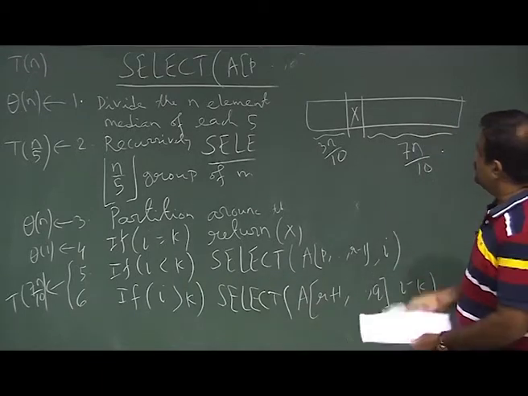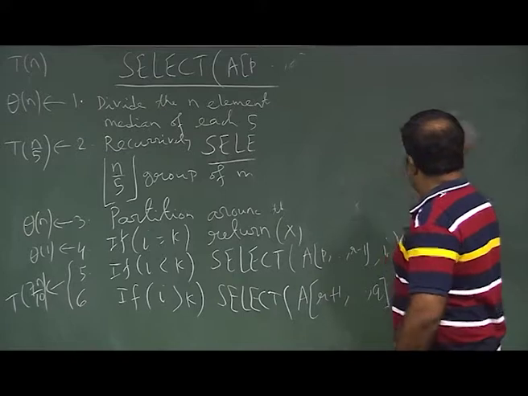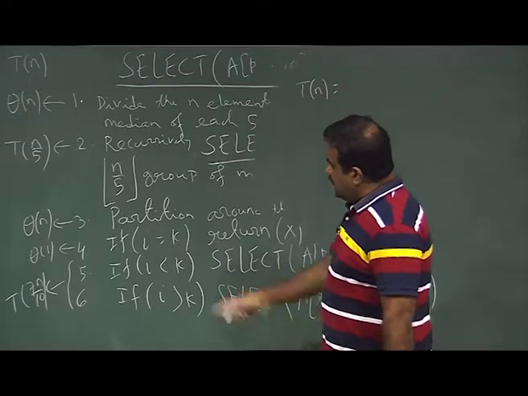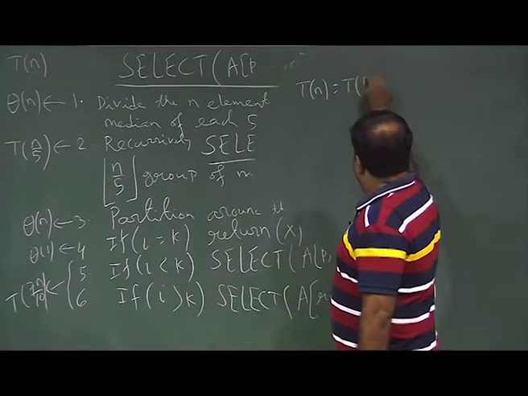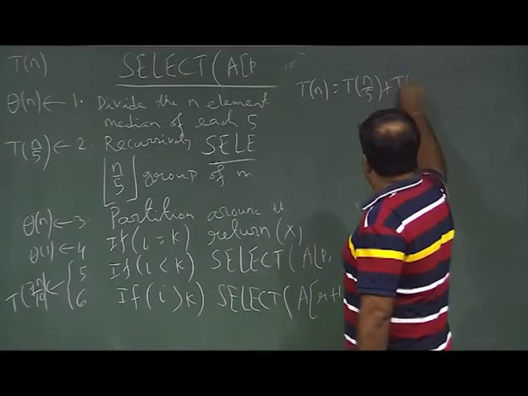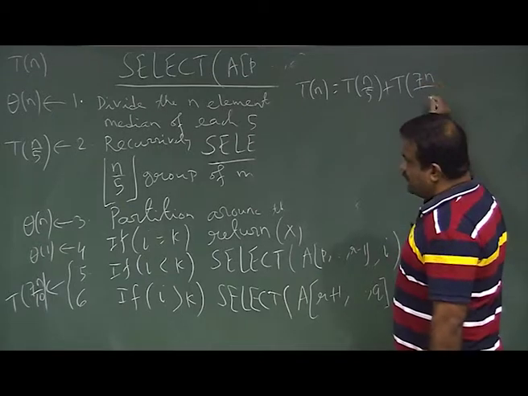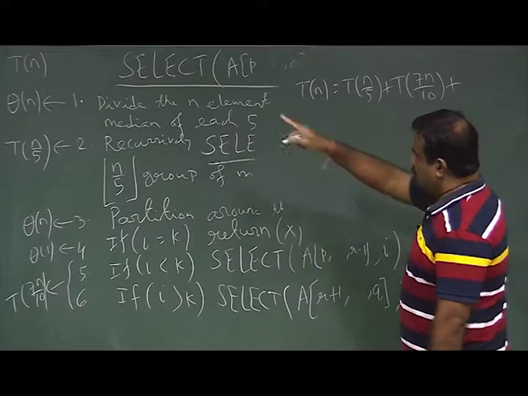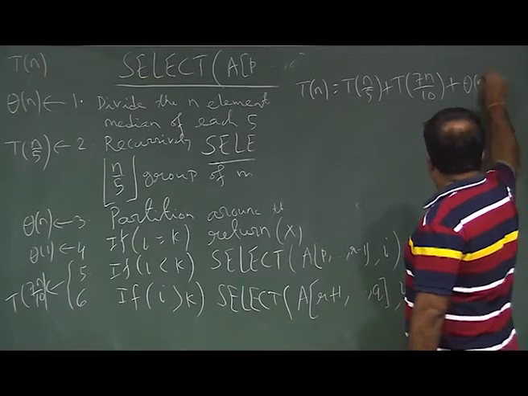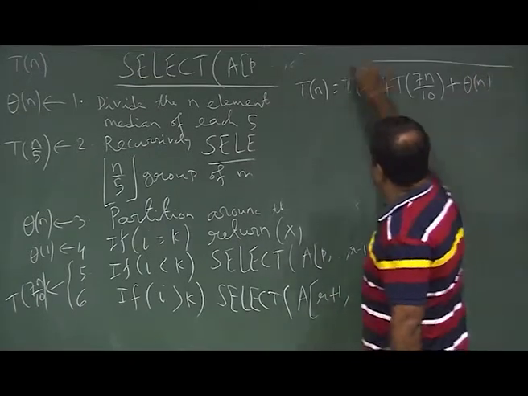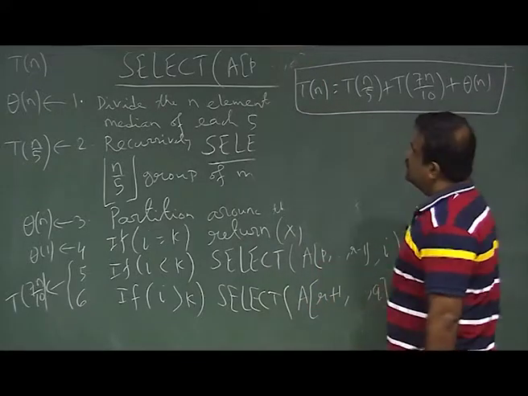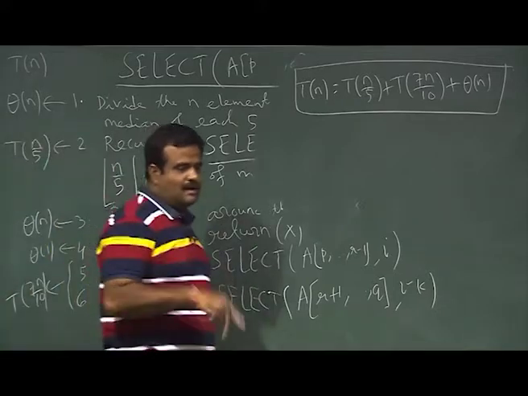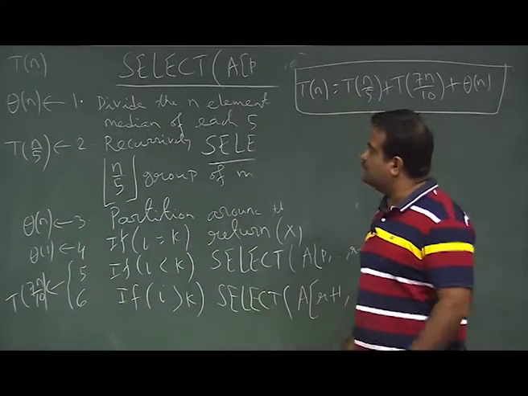So, T of n is basically the sum of this. T of n is basically T of n by 5 plus T of 7n by 10 plus theta of n, theta of 1, theta of n, all combined. So, this is the recurrence we got for this select algorithm. Now, we have to get the time complexity for this. We need to solve this.